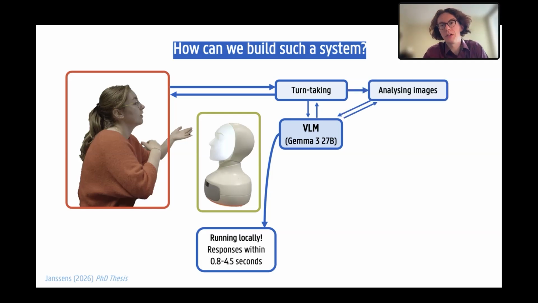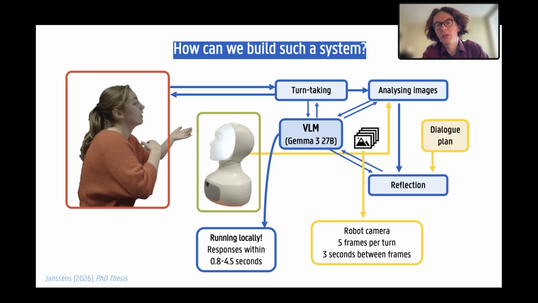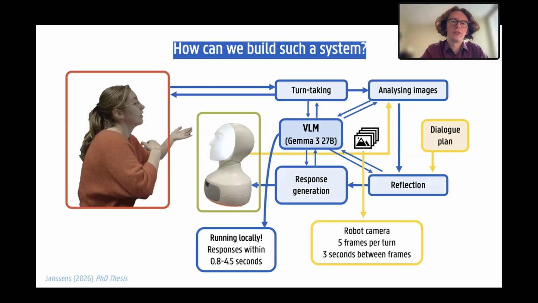Secondly, we of course use it to analyze the images. We take 5 images every turn with about 3 seconds in between, and we let the VLM analyze whether there's anything interesting in these images that the robot should mention or adapt the conversation to somehow. We also let the VLM reflect over the course of the conversation and the expected progression of the conversation. And we let it decide whether it's time to move on to the next stage of the conversation and also instruct itself on what is important to accomplish in the next utterance. And we use that instruction to then let the VLM again generate the last response.